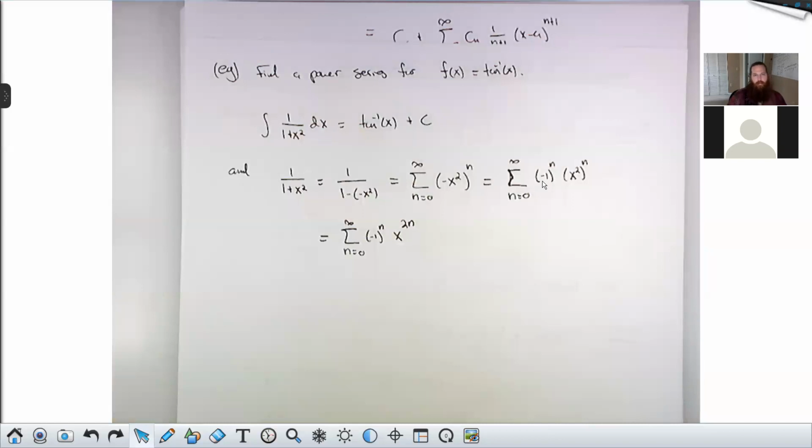So first I use my geometric series trick. I want to write this as 1 over 1 minus r. So that's 1 over 1 minus negative x squared. So r is negative x squared. So this is the sum from n equals 0 to infinity of (negative x squared) to the n.